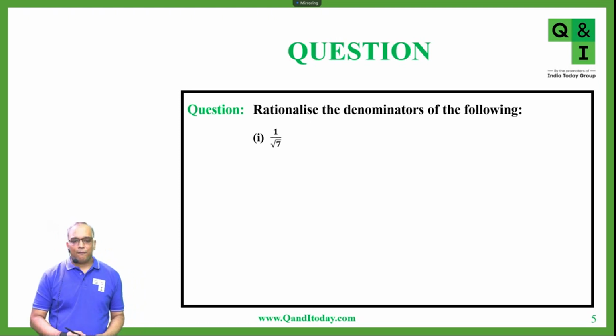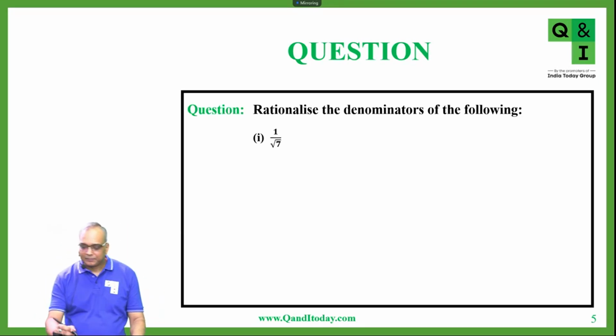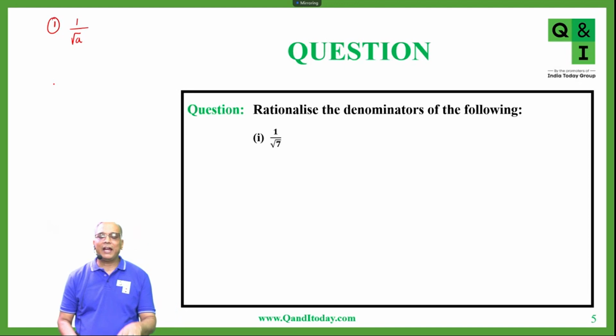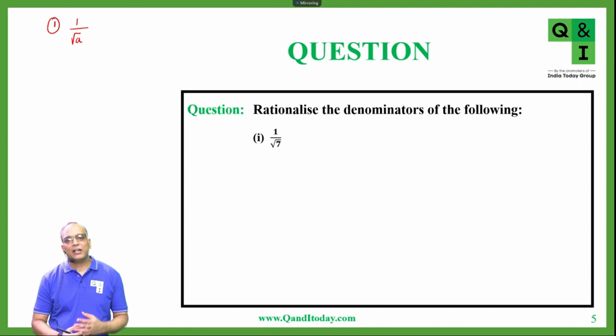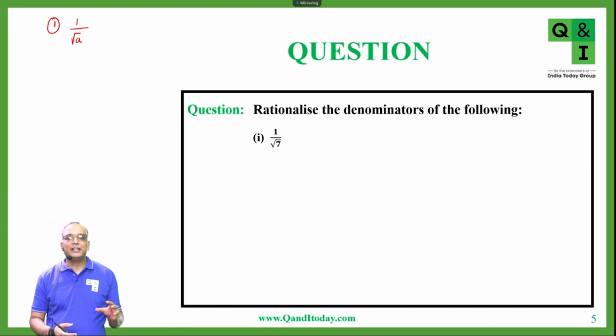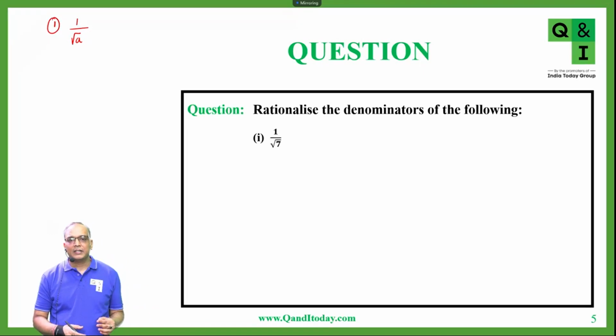So what we had done in the previous class, I'll quickly recap that and then we can start doing the questions. In the previous class, students, if we have a number of the form 1 by root a, and we have to rationalize the denominator, we had also seen why there is a need for rationalization. In the standard form, we cannot have an irrational number in the denominator. That's why there is a need to rationalize the denominator.